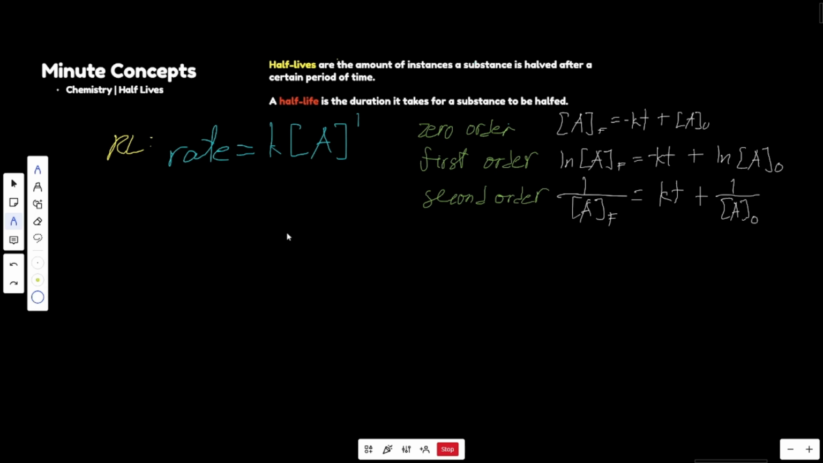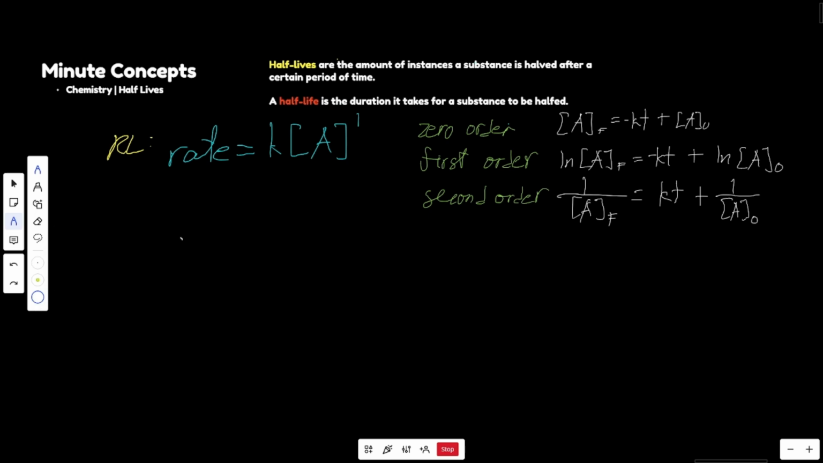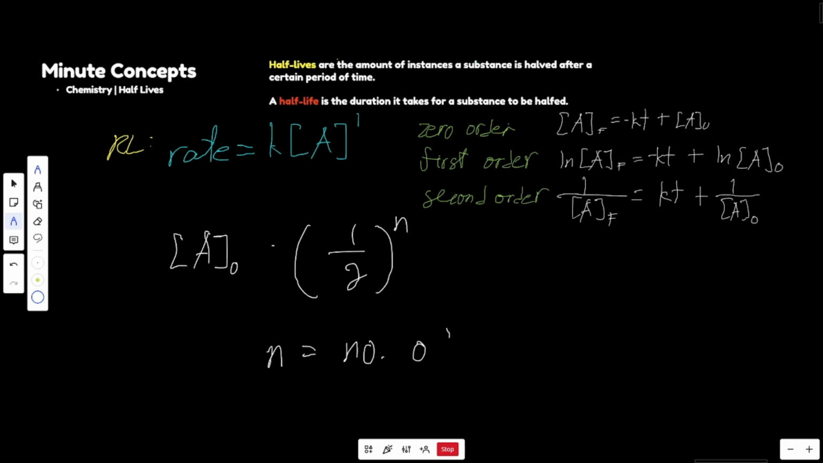Now, a half-life can be described in this way. The amount of substance after a certain number of half-lives is given by the original amount of substance. So for this, we're going to be using concentration: the initial concentration of a substance times 1/2 to the power of n, where n is the number of half-lives.